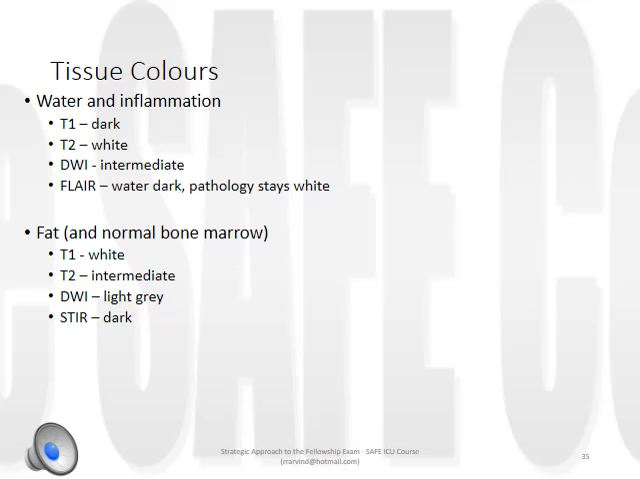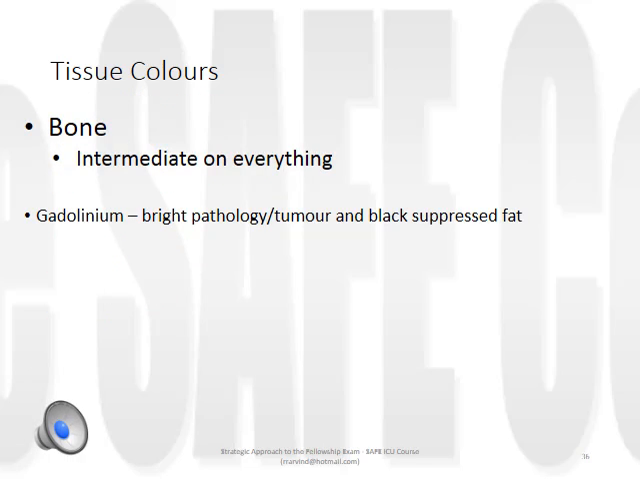Fat, and therefore normal bone marrow, on T1 is white, on T2 it's intermediate. Diffusion weighted imaging, it's light grey, and on STIR it's dark. So bone marrow with inflammatory pathology on the T1 weighted scan is going to be darker. So the bone is intermediate on all of the different types of imaging, and if you use gadolinium then you'll expect bright pathology. So tumour, for example, will be brighter if it's highly vascular, but you'll also have black suppressed fat.